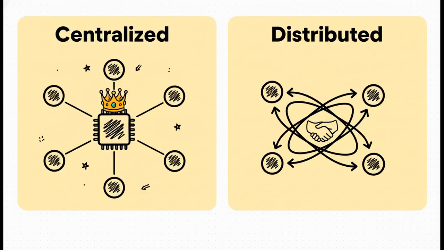First, you have centralized arbitration. That's where one single controller makes all the calls. It's simple, which is great, but if that one controller fails, the whole system just shuts down. On the other hand, you have distributed arbitration, where all the devices kind of work it out amongst themselves. It's way more complex and definitely more expensive, but there's no single point of failure, which makes it super resilient.